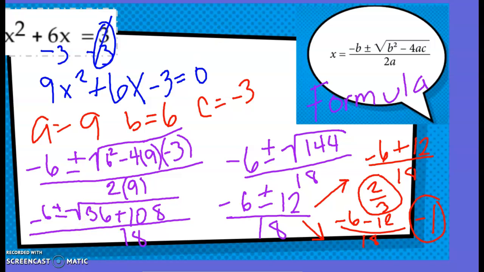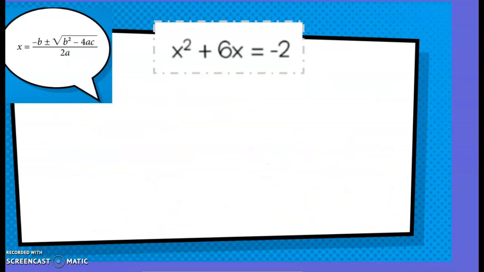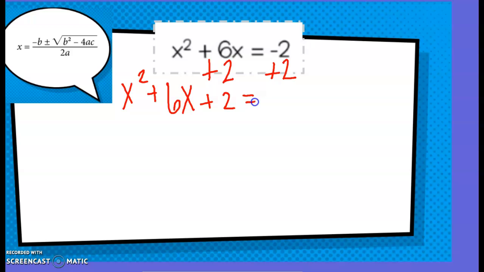All right, so our next example is x squared plus 6x equals negative 2, and that is from the quadratic matching Google Slides. I'm going to start by moving the negative 2 over to the other side by inverse operations. And when I do that, it becomes x squared plus 6x plus 2 equals 0.